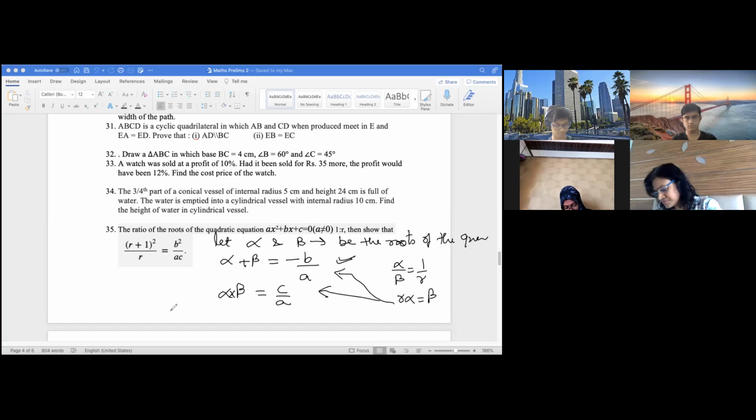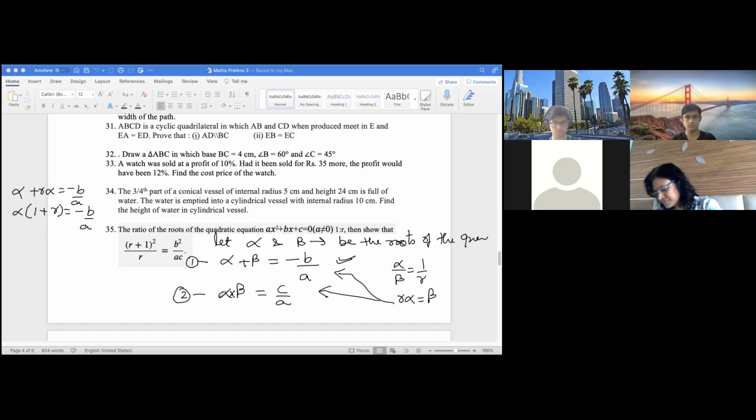So putting this value of beta in the first equation and second equation, we put it in both. When you put it in the first equation, you will get alpha plus r alpha is equal to -b/a, or you can say alpha common, 1 plus r, is equal to -b/a. That is the first. Putting it in the second, alpha into beta, beta is r alpha, so you will get r into alpha square. So r into alpha square is equal to c/a.